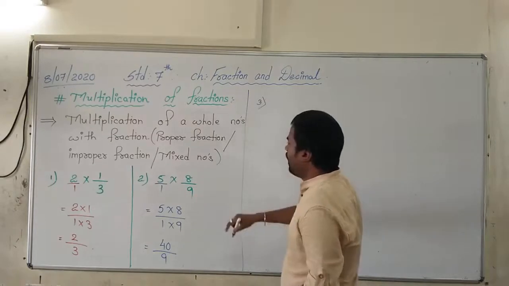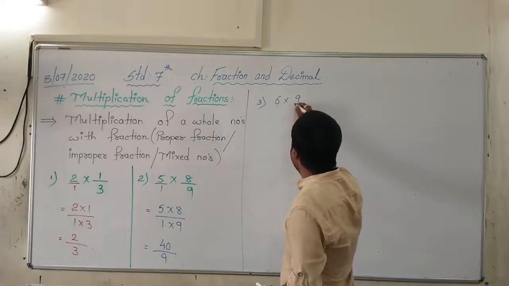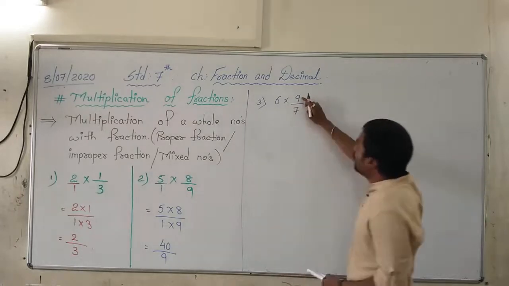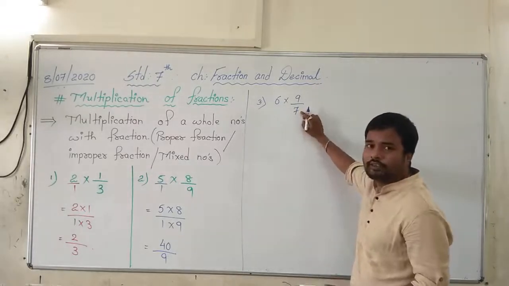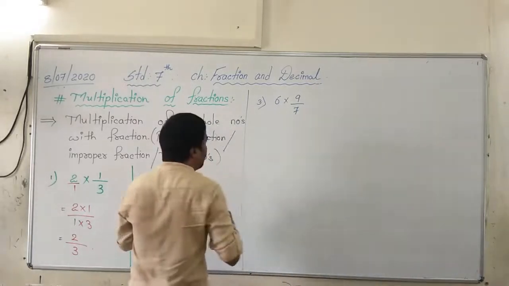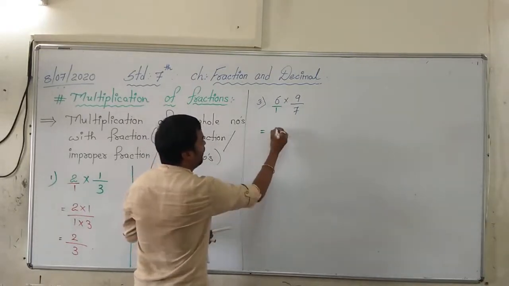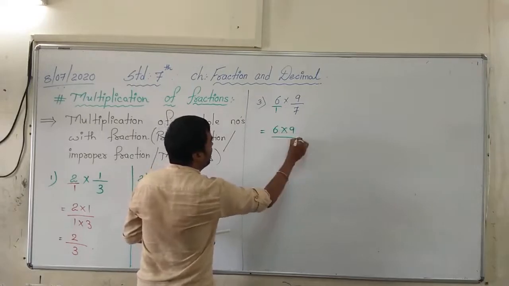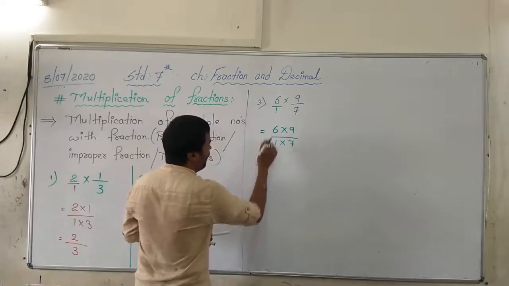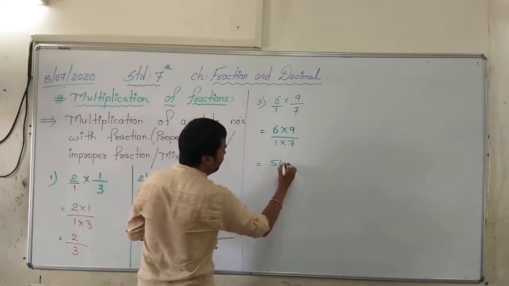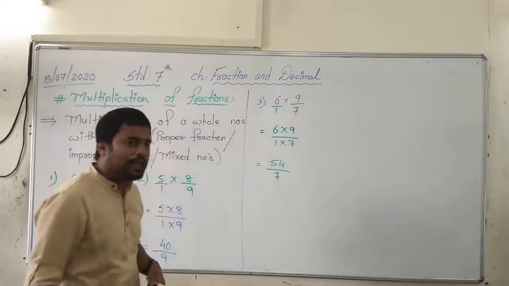Third one. Now I am going to multiply a whole number by an improper fraction. 6 multiplied by 9 upon 7. You can say that 9 upon 7 is an improper fraction since the denominator is smaller. Again, the same thing: we have to consider the whole number as 6 upon 1. So that is equal to multiplying numerators, 6 multiplied by 9, and multiplying denominators, 1 multiplied by 7. 6 9s are 54 upon 1 7s are 7. Right?